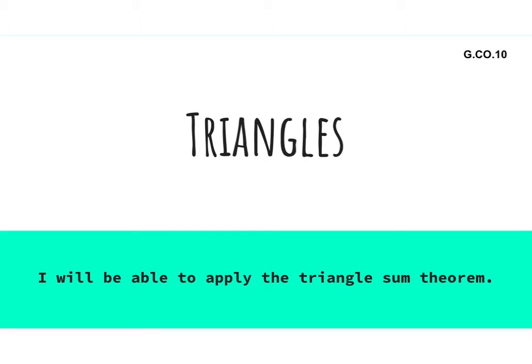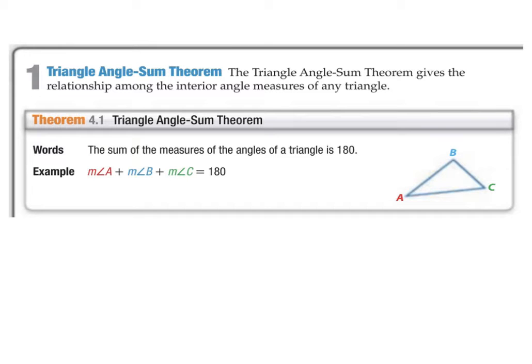We'll be able to apply the triangle sum theorem. So first we need to understand what the triangle sum theorem says. The sum of all measures of the angles of a triangle is 180 degrees, meaning that angle A plus angle B plus angle C have to add up to equal 180 degrees.